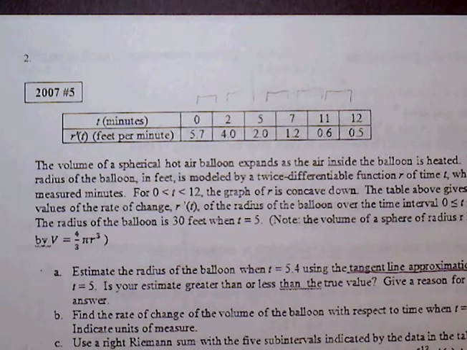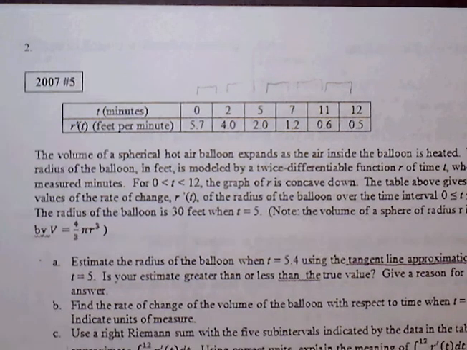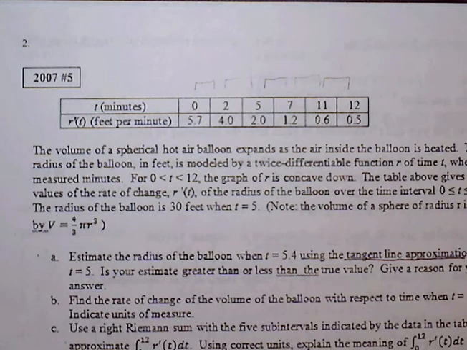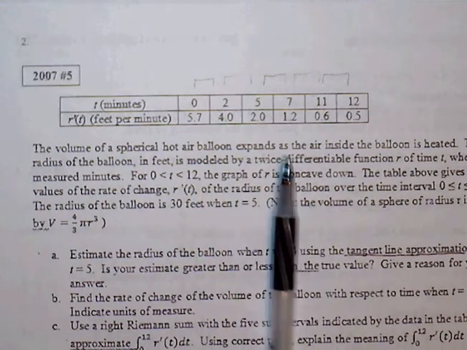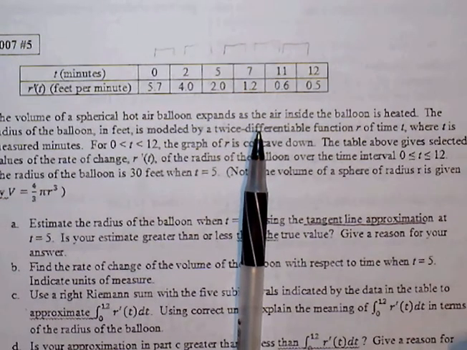All right, let's finish with AP exam review number 3 on Riemann sums. This is 2007, number 5. The volume of a spherical hot balloon expands as the air inside the balloon is heated.